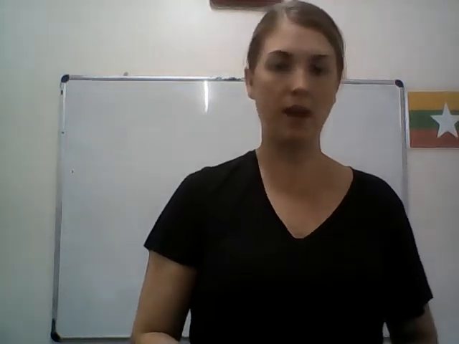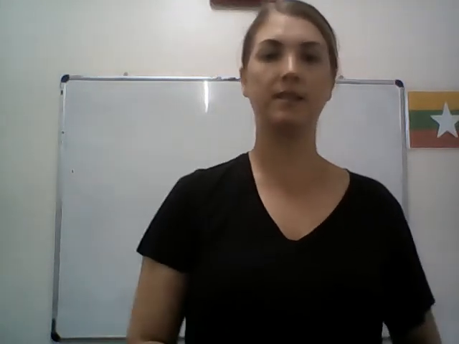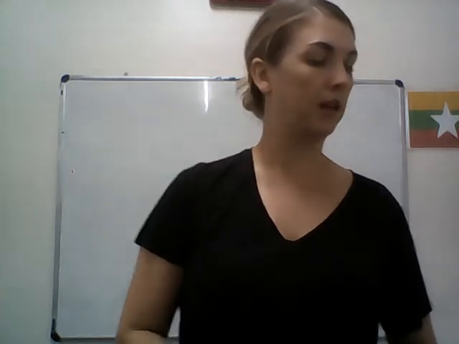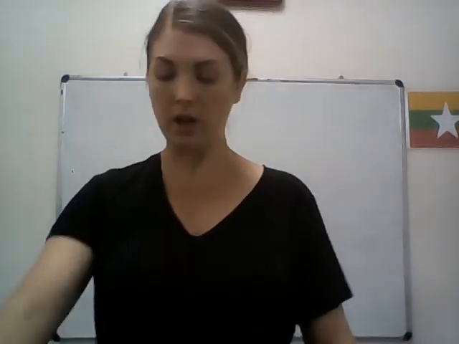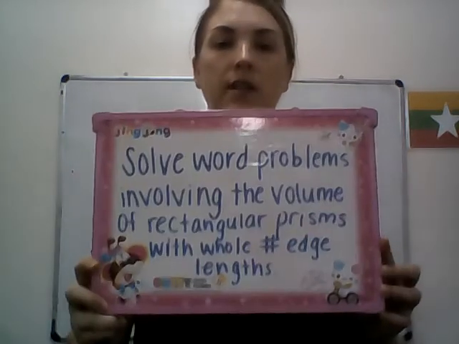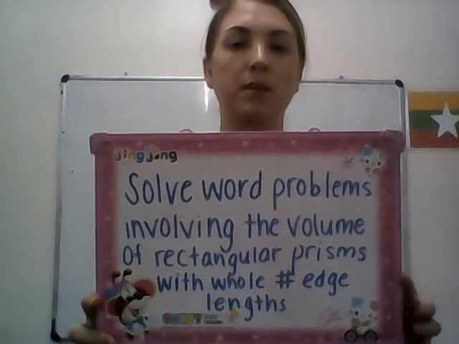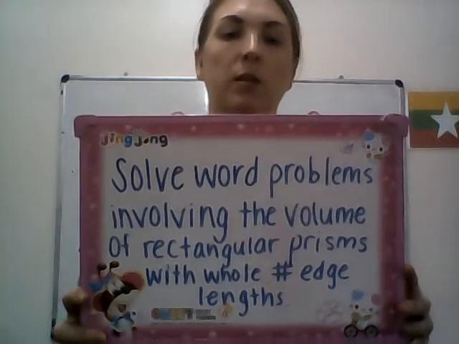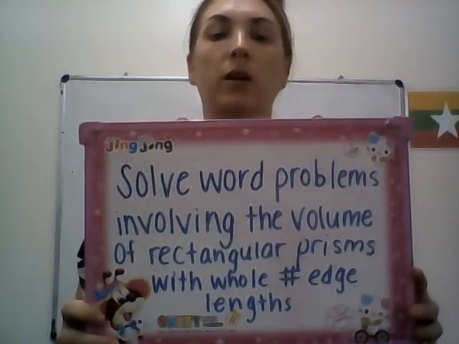Hello everyone. We are going to do lesson 7 today. It begins on page 29 in your book. So this is the objective of the lesson. You're going to be solving word problems involving the volume of rectangular prisms with whole number edge lengths.